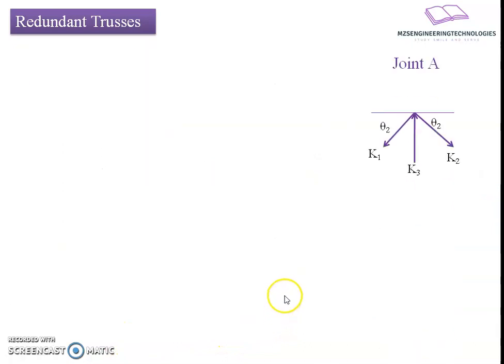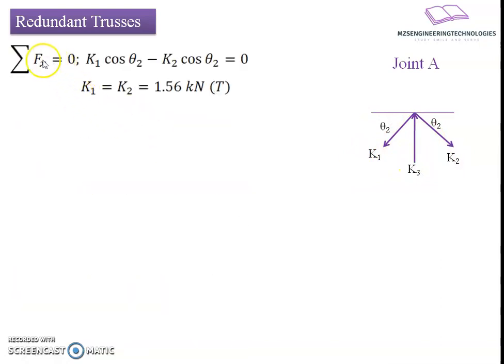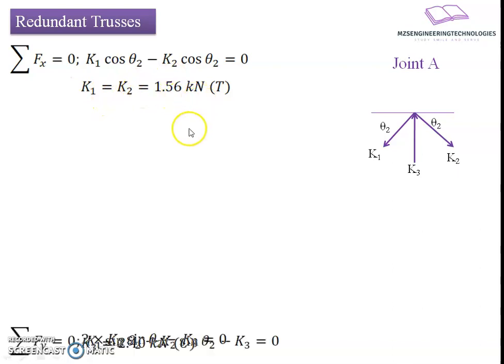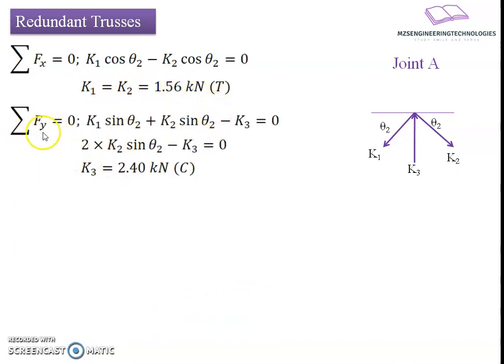Now I will go to the joint A. Three forces will be there, K1, K3, K2. If I apply summation of force in x direction equals to 0, K1 cos theta 2 minus K2 cos theta 2 equals to 0, resulting into a value K1 equals to K2, which comes to 1.56 kilonewton in tension. Summation of Fy equals to 0 results in K1 sin theta 2 plus K2 sin theta 2 minus K3. Substituting the individual values, we get K3 equals to 2.4 kilonewton in compression.